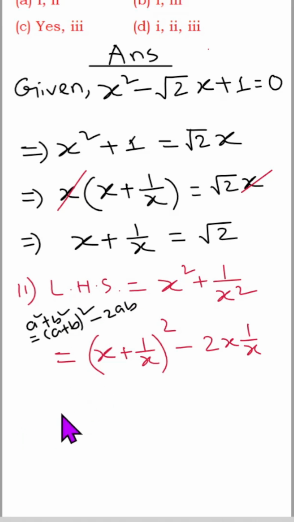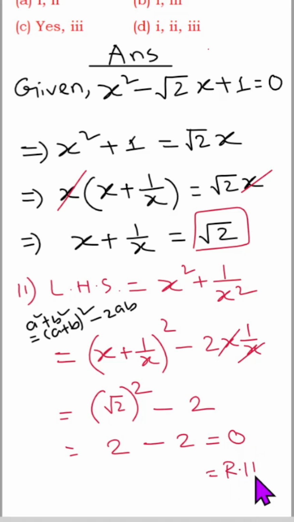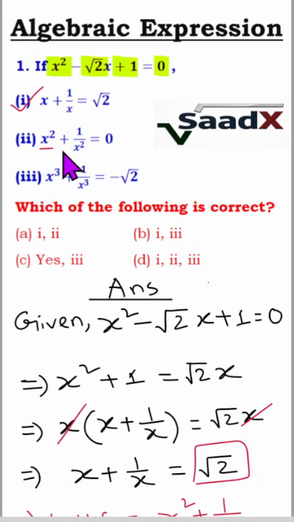Then we can write here x plus 1 by x, which we already got from number 1. This is root 2. So root 2 whole square minus, this x and this x out, here is 2. So root 2 square means 2 and here is minus 2, equals 0. Now look, the right hand side is also 0. Here x square plus 1 by x square equals 0.